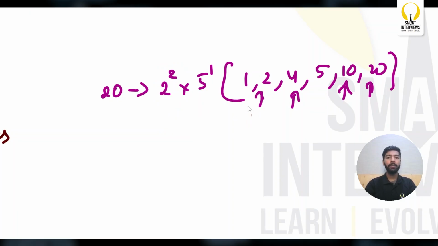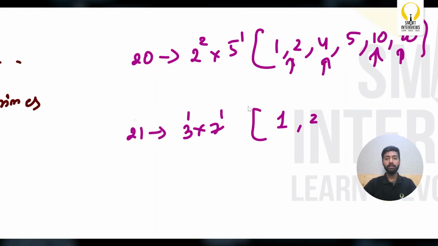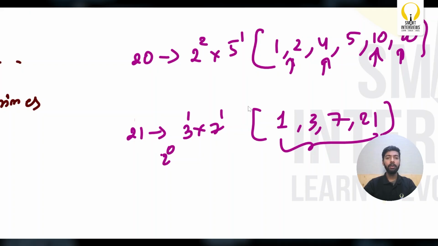We can also take another number. Let's say 21. Now the prime factorization of 21 is 3 into 7. Powers are 1. What are the divisors? 1, 3, 7 and 21. Now do you see all of them are odd divisors? So if the power of 2 is 0, that means it doesn't have any even divisors.